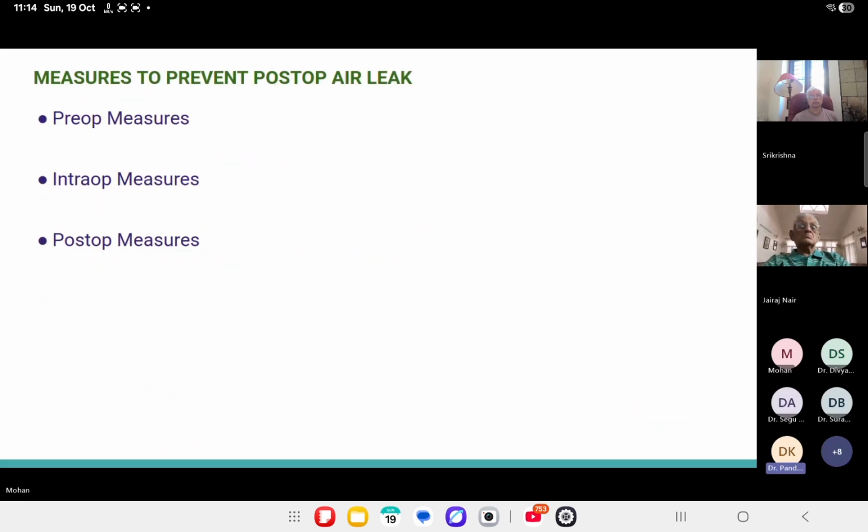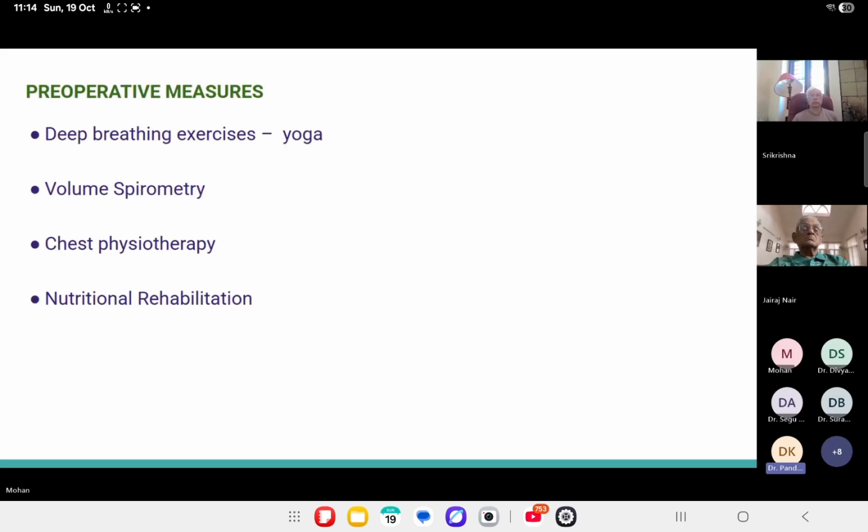So, measures to prevent post-op air leak: pre-op, intra-op, and post-op measures. Coming to pre-operative measures, we have to optimize the patient with deep breathing exercises, volume spirometry, chest physiotherapy, and nutritional rehabilitation.